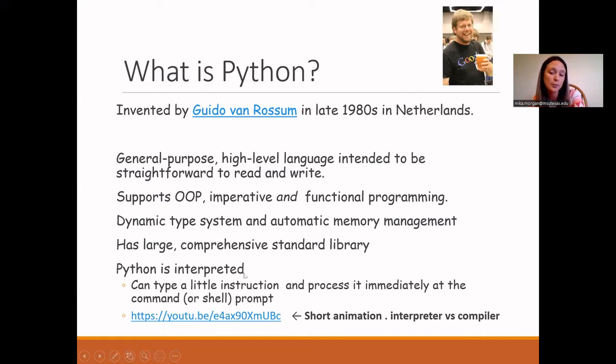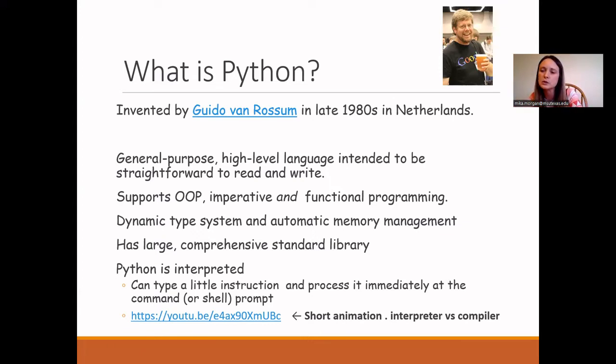Python is interpreted. So that means that every time you give it an instruction, every time you have a line of code, it is going to immediately convert that line of code into machine code that the computer can understand, and it's going to run that line, okay?